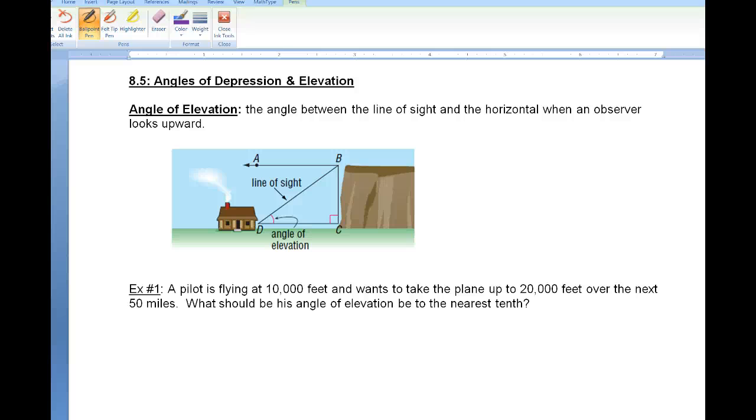Okay, so we're going to look at angles of depression and elevation. Really simple. Basically, your angle of elevation. So let's say you're standing here by this house, out towards the horizon, or think of that as being the ground. And then when you look up to the cliff, this is your line of sight. So basically the angle in between there, this is your angle of elevation right here.